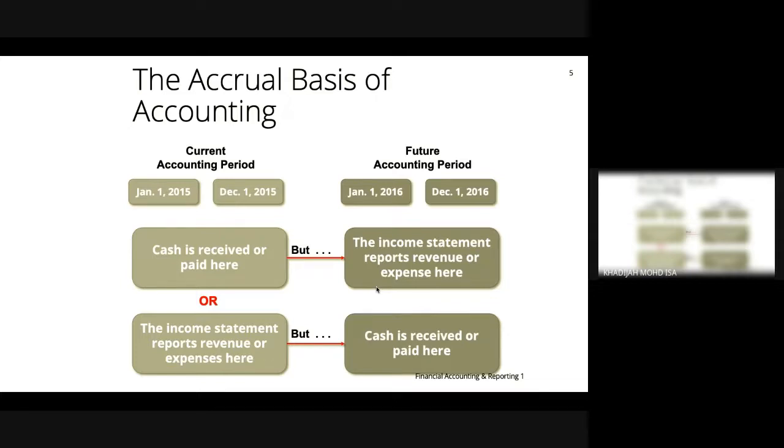We can have a scenario whereby cash is received during the current period, but it's meant for revenue or expenses in a future period. Or you can have a scenario whereby you record revenue and expenses in the current period, but the cash will only be received in the future accounting period. So because of this, later we have to do adjustment.